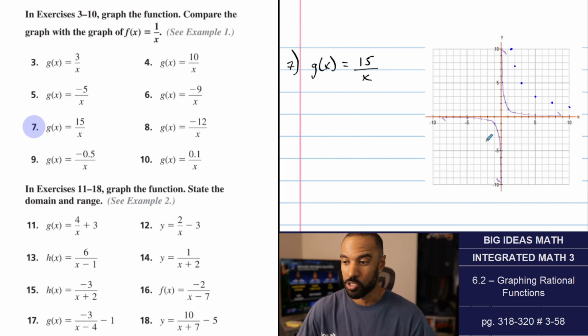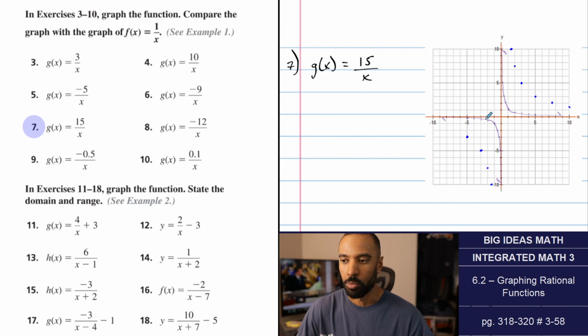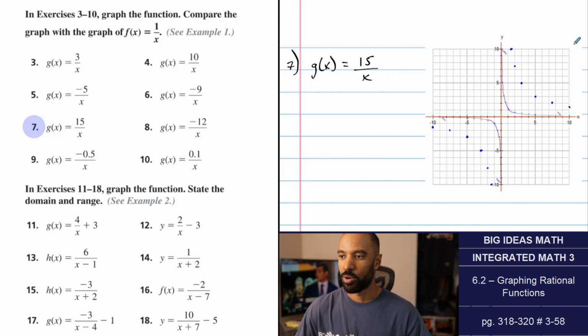Still got quite a bit of points there, and divide by the negatives right here as they reflect over. Divide by -2 is -7.5. Divide by -3 is -5. Divide by -5 is -3. Divide by -7.5 is -2. Divide by -10 is -1.5. So, nice points there. Definitely distancing itself farther out.